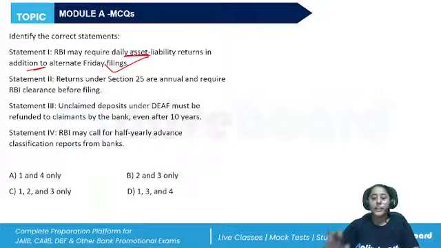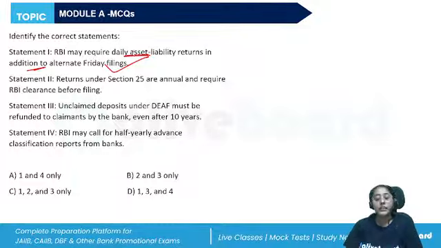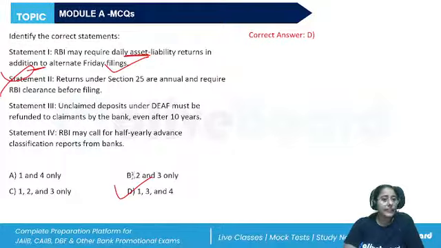So this is regarding the assets in India, the quarterly position of assets. Section 25: the assets in India for every banking company at the close of business on the last Friday of every quarter is required, right? And it does not require the RBI clearance. That is why this statement will be incorrect. The rest, 1, 3 and 4, are correct.